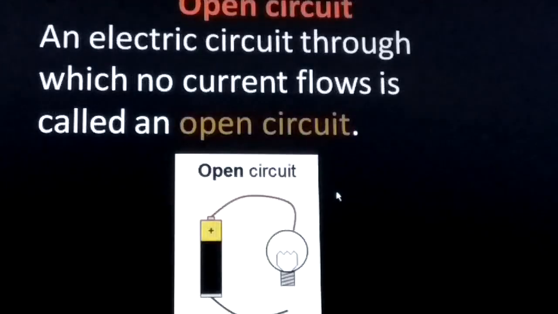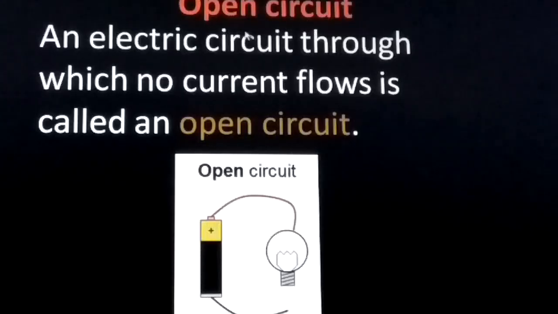Now students, in the electric circuit there are two types. The first one is the open circuit.